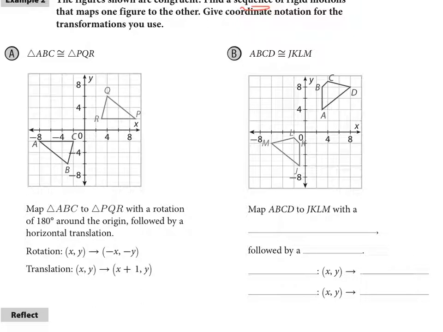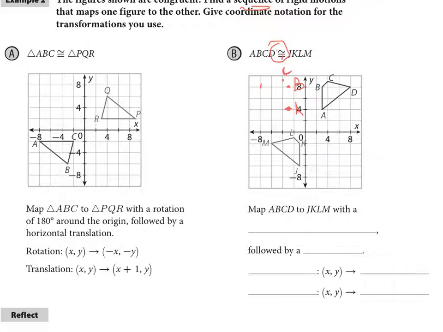So let's look at B. And we need to show that ABCD is congruent, remember, that's what this means, to JKLM. So let's think. If I reflect ABCD across the y-axis, it would mean that A is about here, B is about here, C would be here, and D is 1, 2, 3, 4, 1, 2, 3 over here.